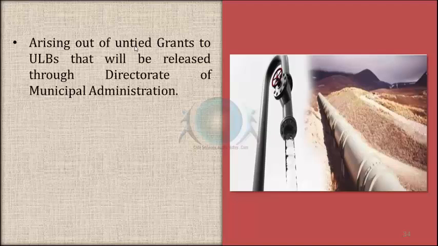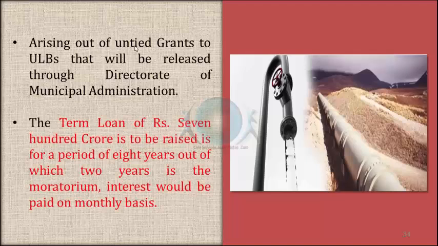Arising out of the untied grants to the urban local bodies that will be released to the Directorate of Municipal Administration. The term loan of 700 crore rupees that is raised is for a period of 8 years, out of which 2 years is the moratorium, and interest would be paid on a monthly basis.